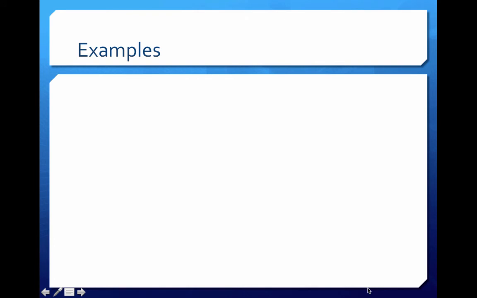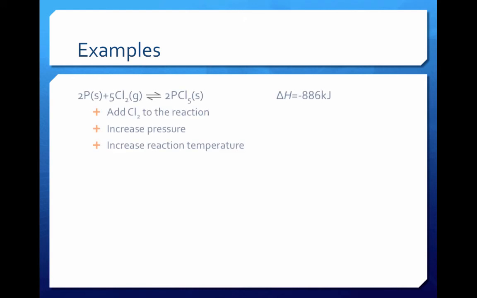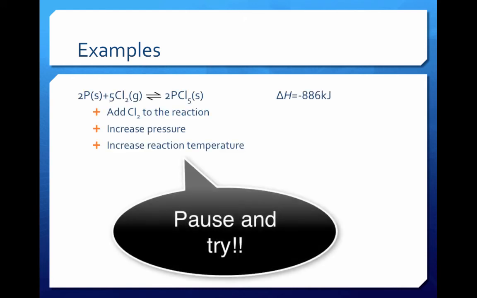To wrap things up, we're going to go through a couple examples. I'm going to pull a reaction up on the board plus a couple changes. Your job is to take a moment, apply Le Chatelier's principle, and see how it affects the results. I'll go over the answers and then we'll have a second example right after that. Here's our first one. Pause the video. Your job is to predict what will happen in this reaction if I add chlorine to the reaction, if I increase the pressure, and if I increase the reaction temperature.